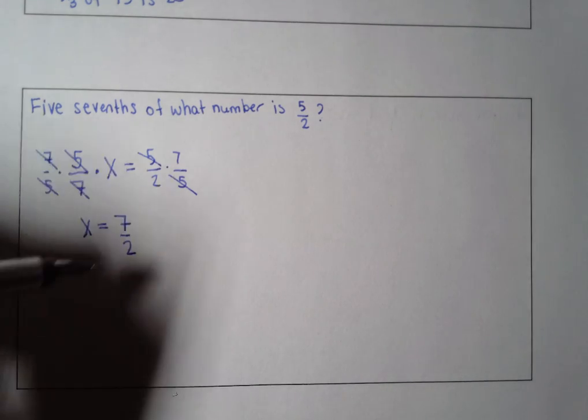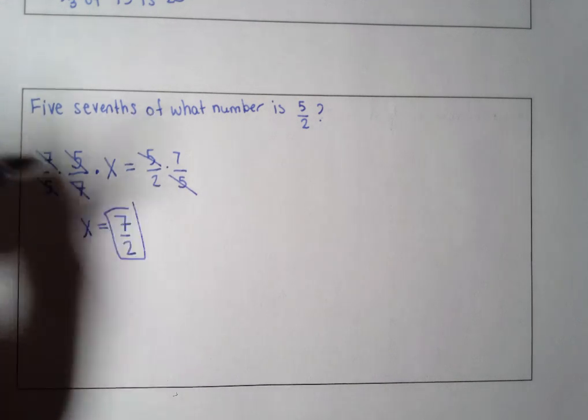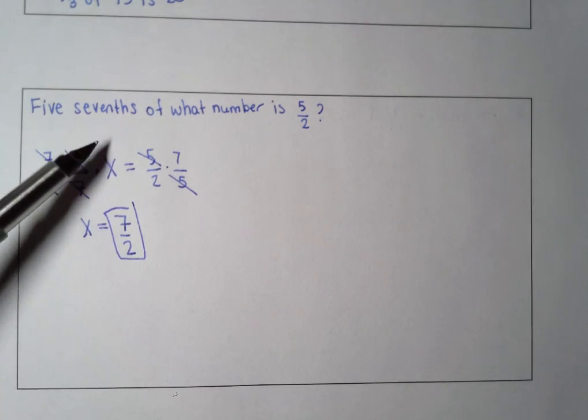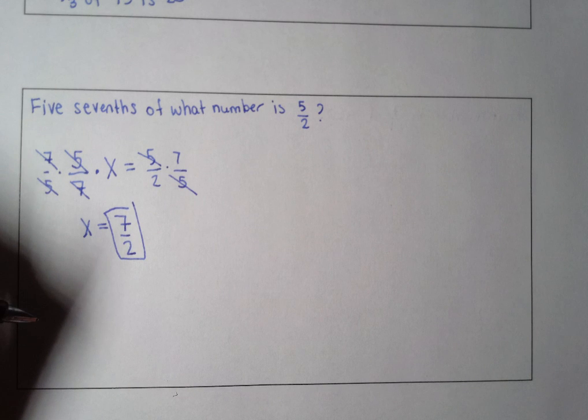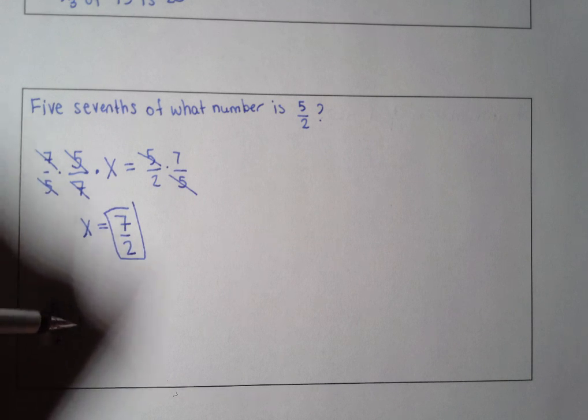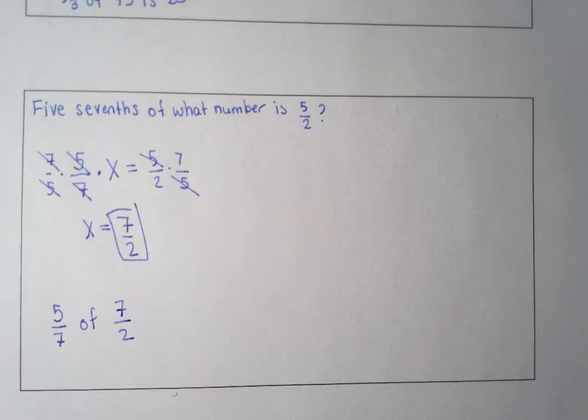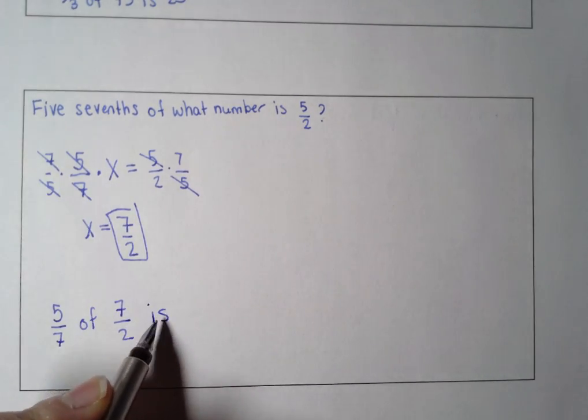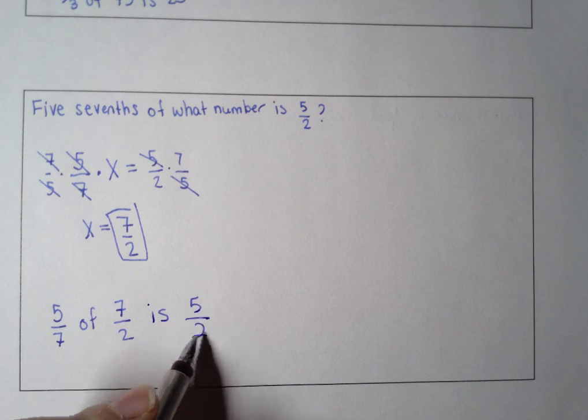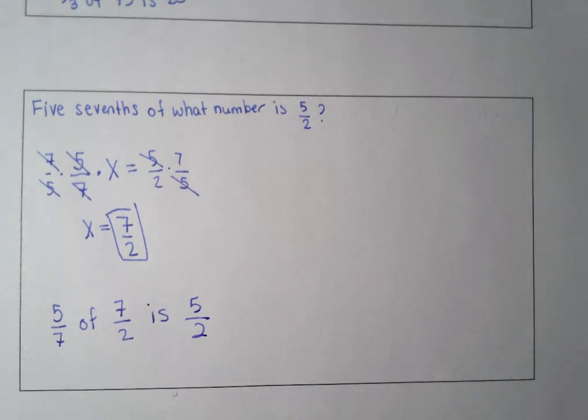And so what that means is the question was 5/7 of what number? Now I know that 5/7 of this number, 7 over 2, is 5 over 2. So I'm completing the question I started with.